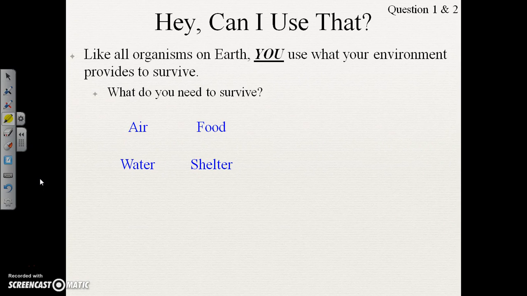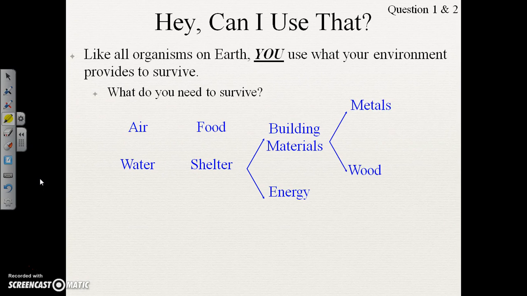We could break down food and shelter into more detailed categories. Specifically, we're going to focus though on our shelter, building materials, and energy. Energy that gives us electricity, building materials, obviously the concrete, the wall, the plaster for the walls that allow us to actually have a building. Those can be categorized more into metals and woods, and we can continue to do this into different types of wood, different types of metals. This is just an example.